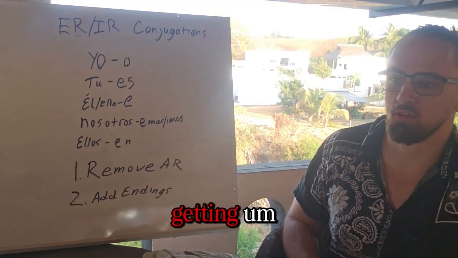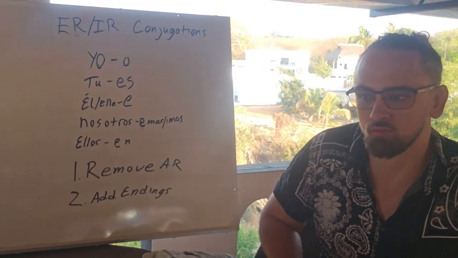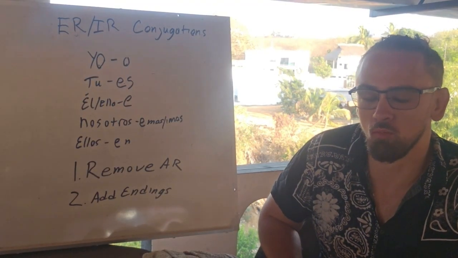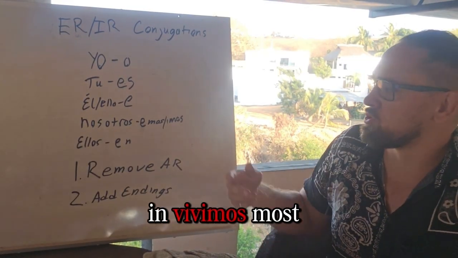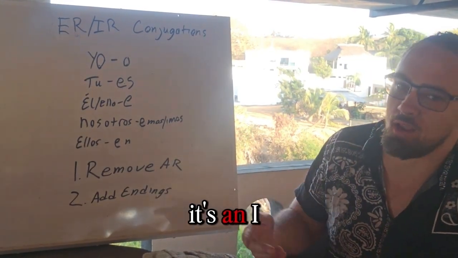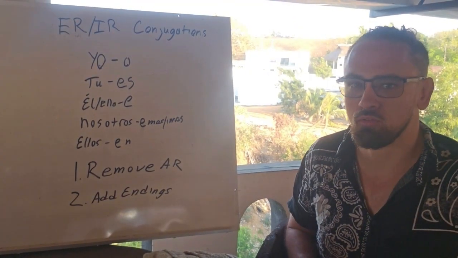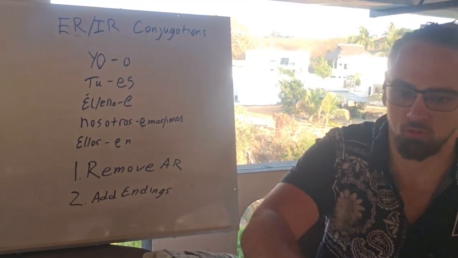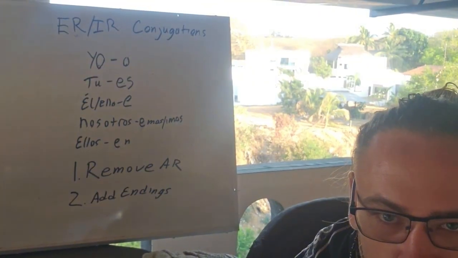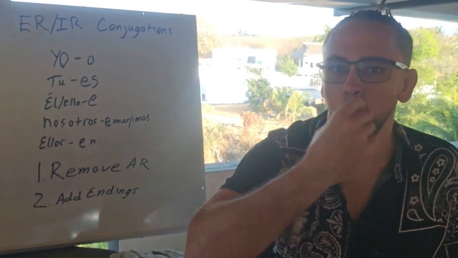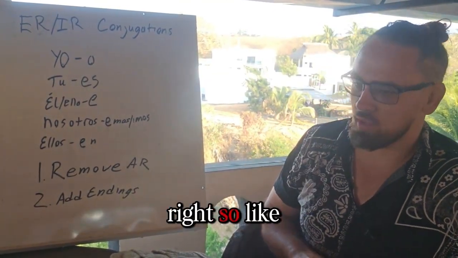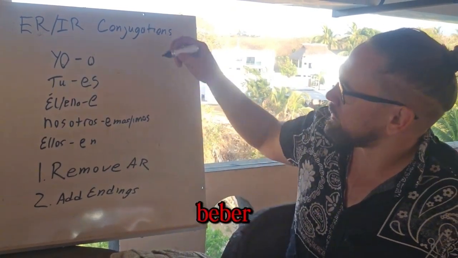Versus getting, so for example, in vivimos, we get IMOS because it's an IR verb, right? Easy enough. Right? So, like for example, for this first verb, beber.